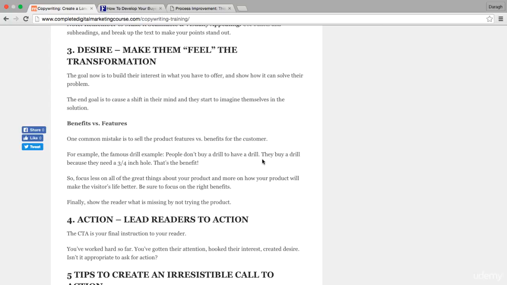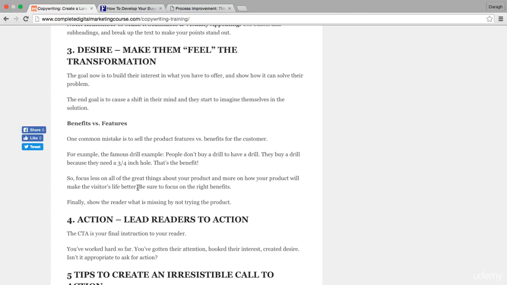That's really the benefit for them. And even going further on that, they buy a drill because they want to fix things around the house. They want to feel like they have those skills. And for a man, it might be they want the wife to compliment them and to feel like a handyman. So those are some of the benefits, and the point there is really to focus less on all of the great things about your product and more about how the product will make the visitor's life better and how it will make the visitor really feel.